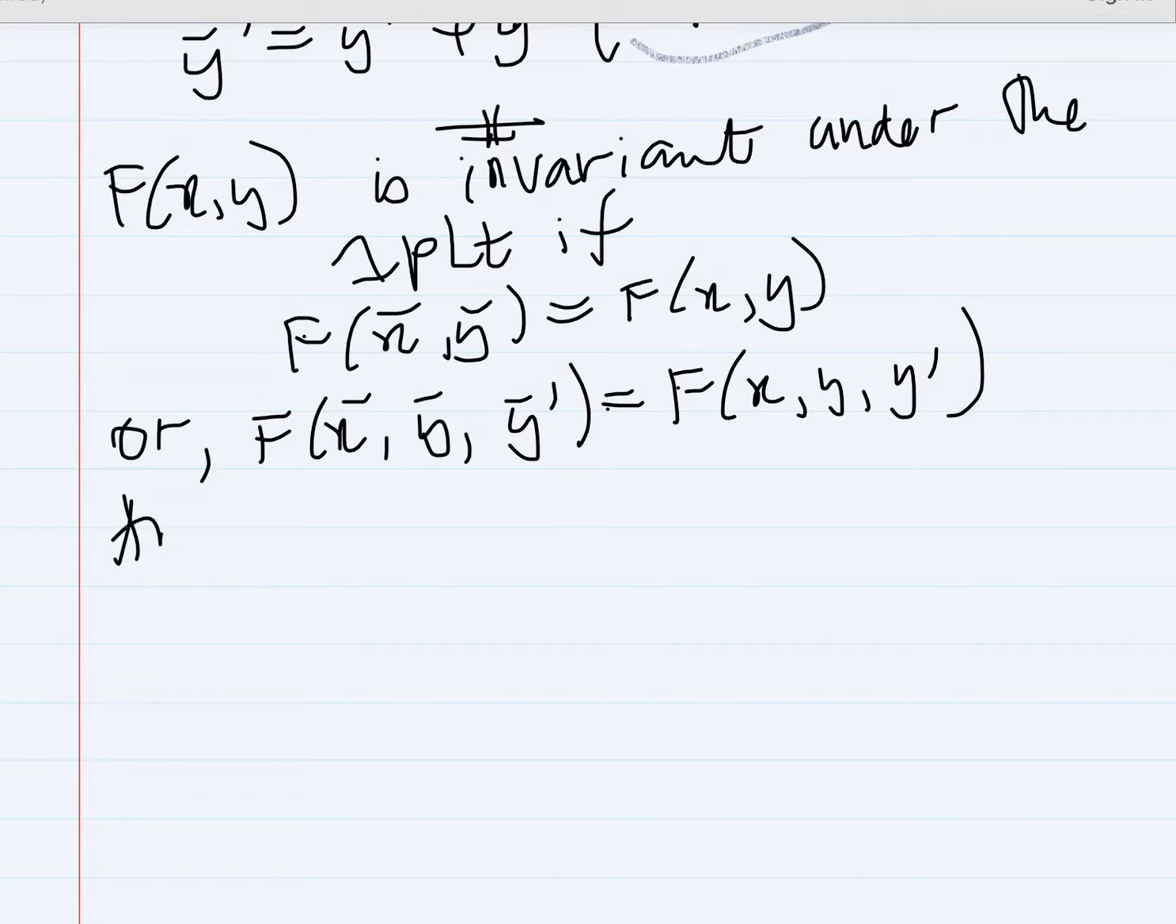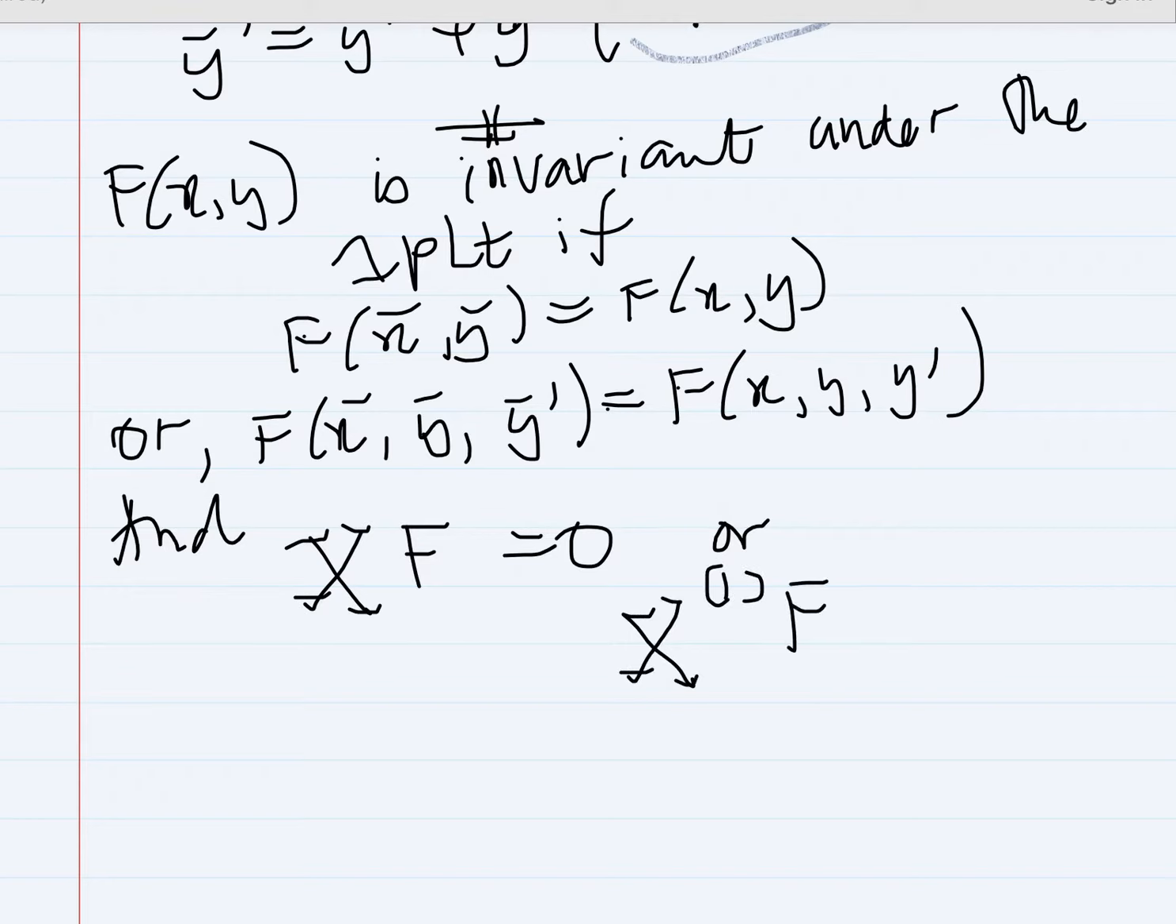And very importantly, if a function f is invariant under a one parameter Lie group of transformation, and this was a theorem, then the vector field on that function is equal to 0. Or if the function included derivatives, a differential function, then the prolonged vector field on that function is equal to 0.